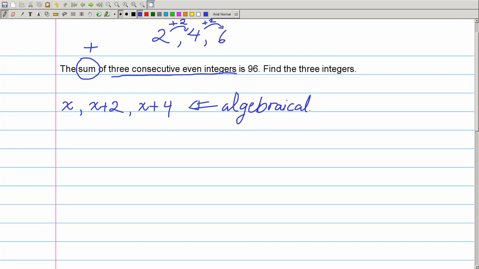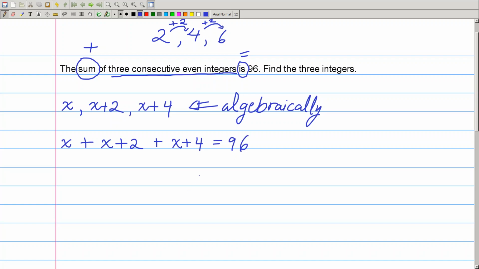Algebraically just means with some variable. So the sum means I add them up, and it gives me the total. If you see the word is, it actually means equal sign, and it says it's equal to 96. So all I have to do is add up x, x plus 2, and x plus 4, and that total should be 96.